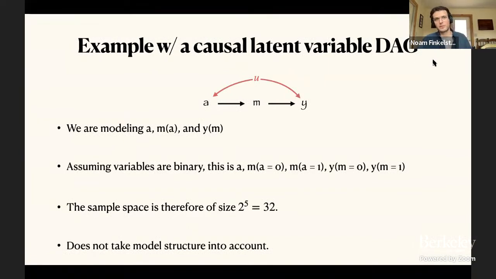So let's just look at a quick example of a causal latent variable DAG. If we're considering this kind of causally, then we're modeling the factual version of A, and then counterfactual versions of M after intervention on A, counterfactual versions of Y after intervention on M. So if we assume the variables are binary, we get 5 random variables. And so the sample space for the observed variables is 2 to the 5. So it's a combinatorial space. It's 32. So we can say that one bound for the cardinality of U, or one non-restrictive cardinality of U, is going to be 32.